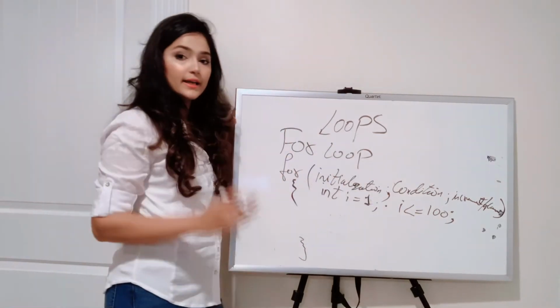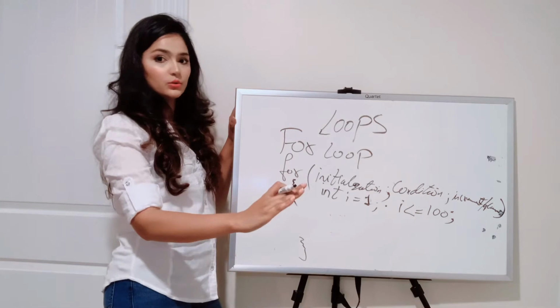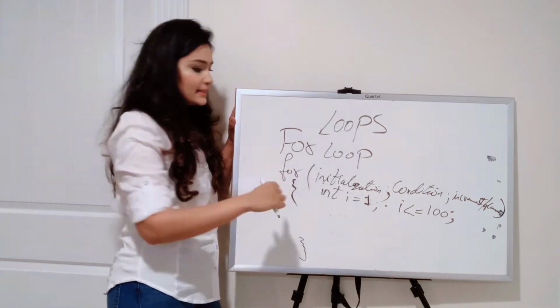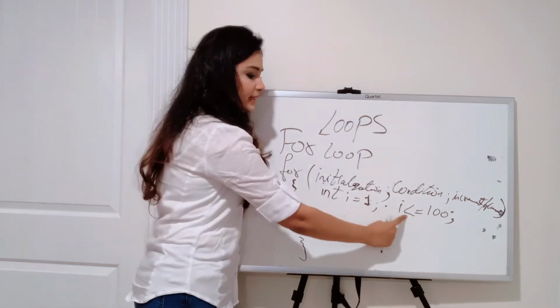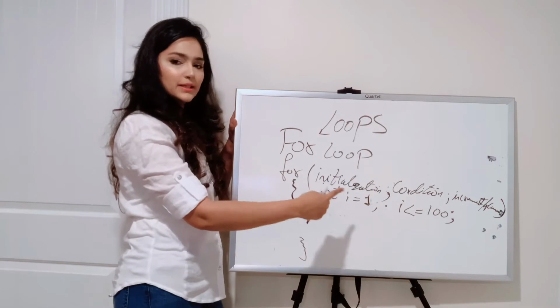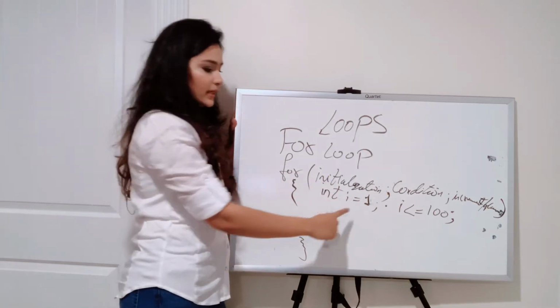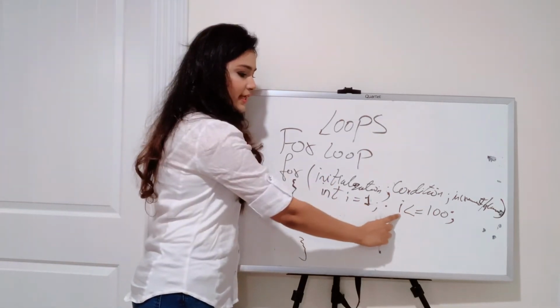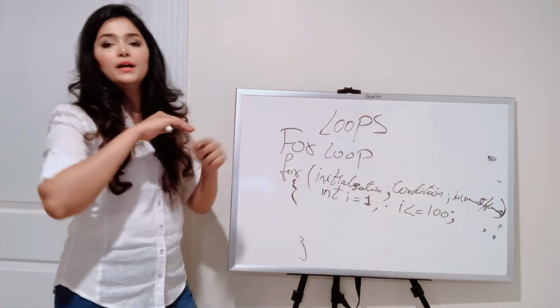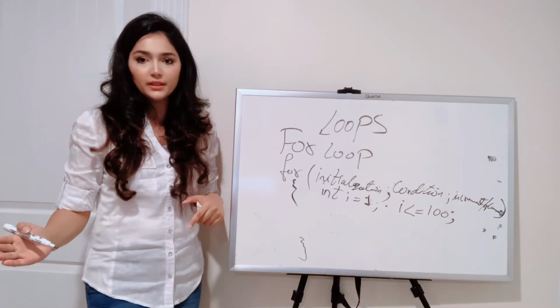As long as i is less than or equal to 100, my code will keep running, my loop will keep running. As it hits 100 and it's equal to 100, it will run the last time, and then i will be 101. It will check the condition, is 101 less than or equal to 100, no, stop the loop and print whatever is outside of the loop.